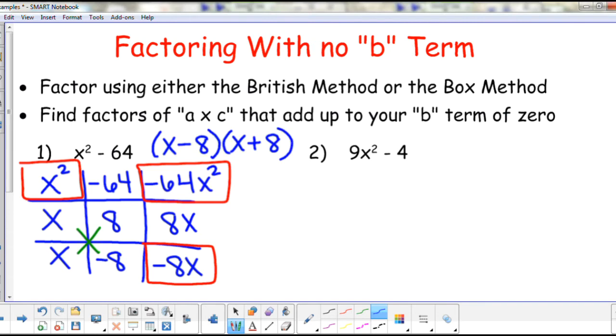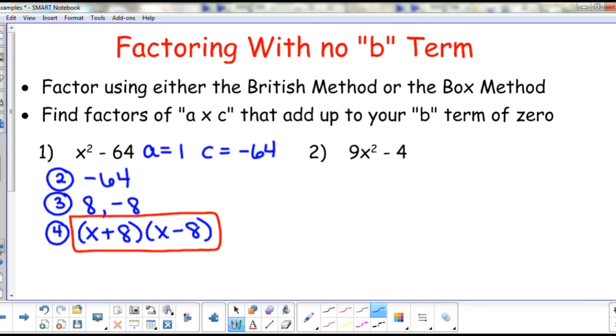Now if I look at number 2, I'm going to do exactly the same thing. So the first thing you always want to do is make sure that the terms don't have anything in common. So I have a 9 and I have a 4, neither of which can be divided by the same number. So then I can just multiply my a term of 9 times my c term of negative 4. That's going to give me a negative 36. So now I need values of a negative 36 that add up to 0. Those two factors would be 6 and negative 6.